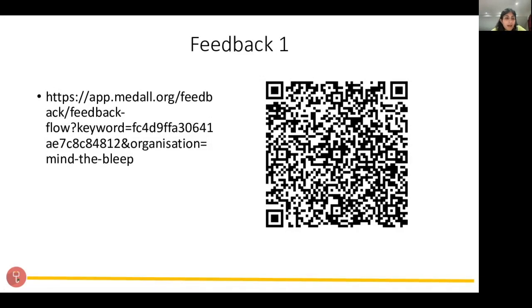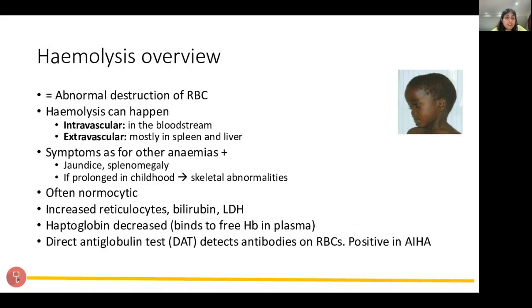Okay, so I'm just going to power on in the interest of time. So let's just talk about hemolysis. Hemolysis basically means a destruction of red blood cells. Obviously, it's not normal. We don't expect this to happen. And we tend to split hemolysis up into intravascular, so red blood cells breaking down within your blood vessels, and extravascular. So that's red blood cells breaking down in your other organs, so your spleen, or your liver as well.